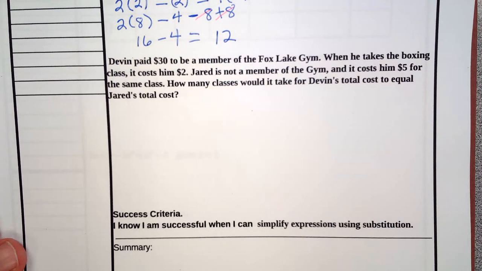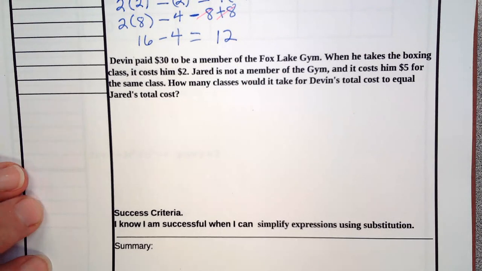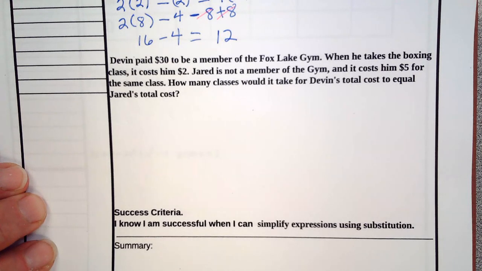Okay, the last one is a word problem. Devin paid $30 to be a member of Fox Lake Gym. When he takes the boxing class, it costs him $2. Jared is not a member of the gym, and it costs him $5 for the same class. How many classes would it take for Devin's total to equal Jared's total? So we've read it through. We will highlight the important words.